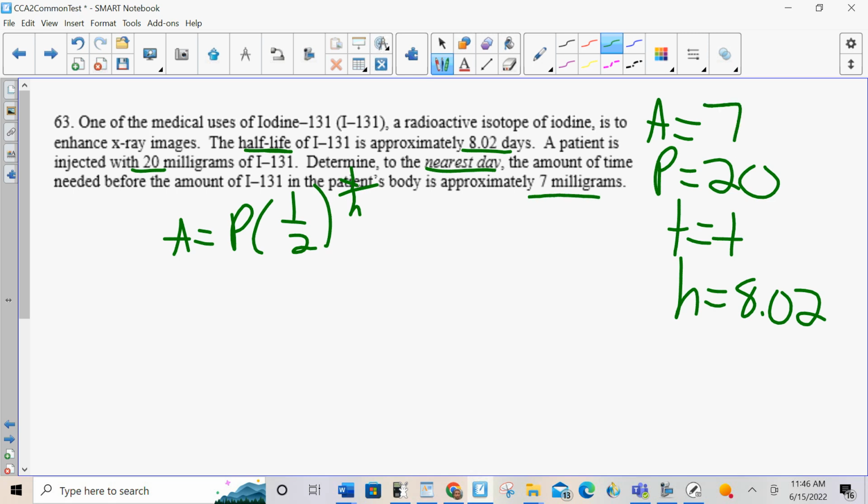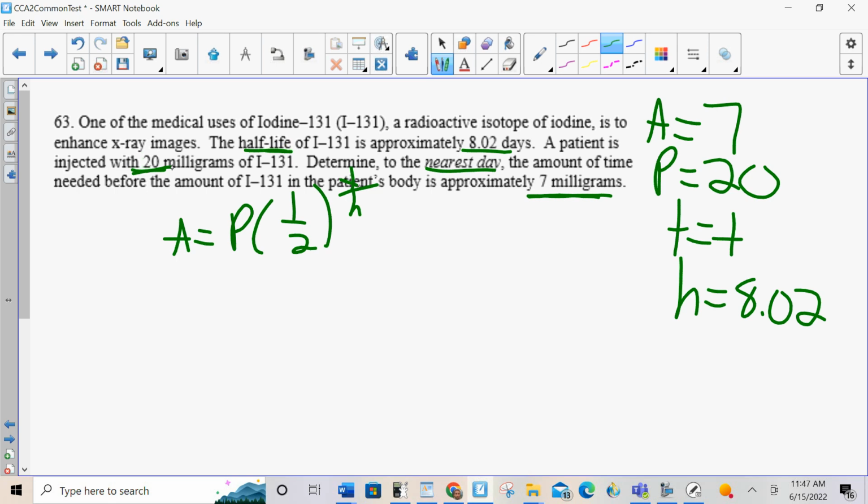Let's talk about the difference between A and P and t and h. A is your after amount, the amount after time passes. After time passes, there's 7 milligrams left. P is your initial amount, the amount before time passes. She was initially injected with 20. P is the initial, A is the after. T and h. T is the time that's actually passing. H is the time it takes for it to be cut in half.